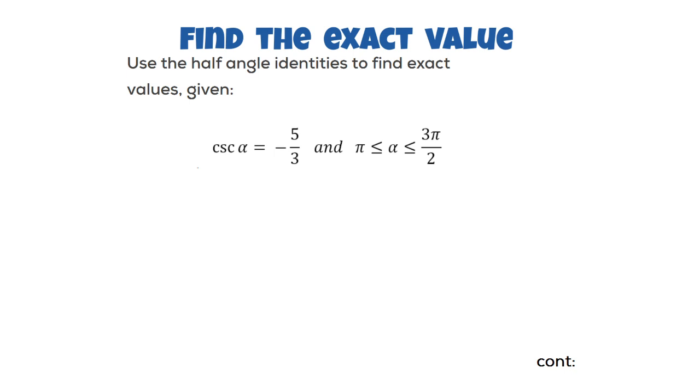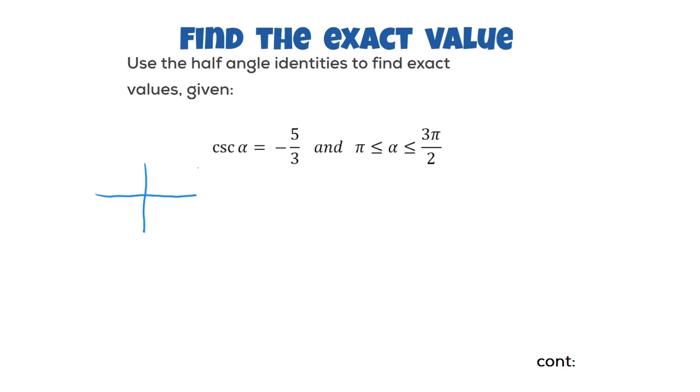To do this, we're going to draw some triangles. It's kind of like when we did the sum and difference ones where we had to draw the triangles. Except on sum and difference, you had to draw two triangles because you had an alpha and a beta. We just have alpha here.